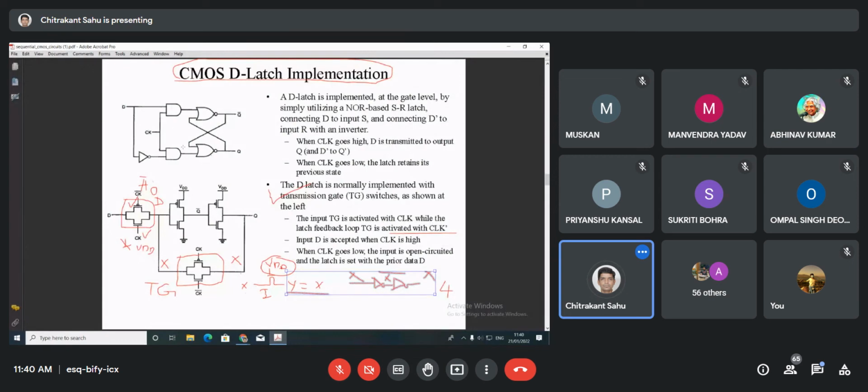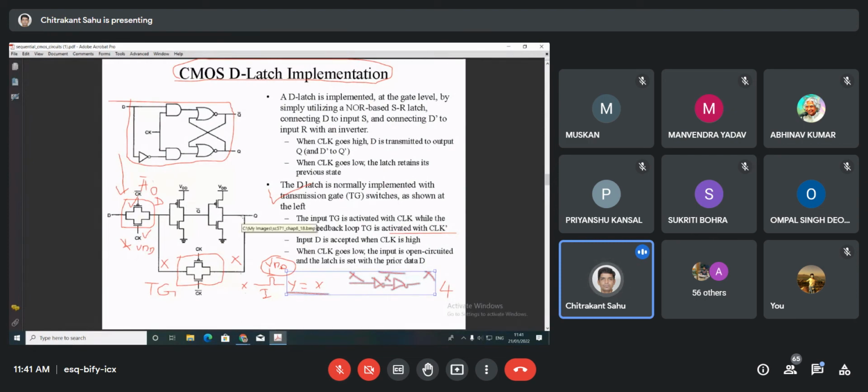Now I'm going to explain the D-latch. D-latch logic, how it will behave. This is the equivalent CMOS implementation. You can see that if the clock arrives, it will pass information D here, and it is connected to an inverter, so it will give the output Q bar.